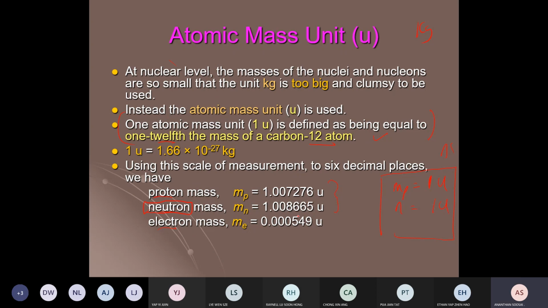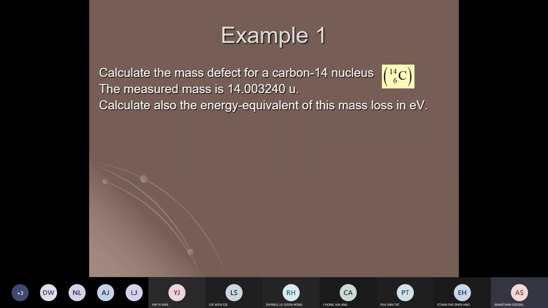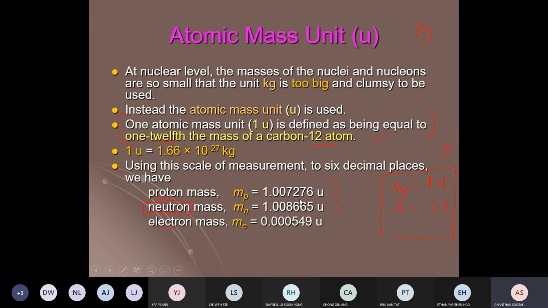The neutron mass is 1.008665. These values you don't need to memorize. If in the exam they want you to calculate, they will give you the mass of the subatomic particles to 6 decimal places. So why do they give 6 decimal places here? Just for the sake of finding the mass defect when the nucleus is formed.